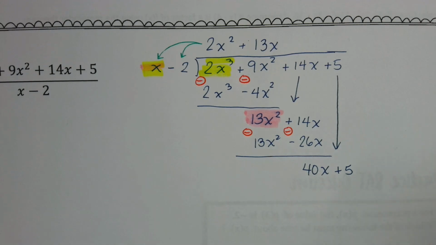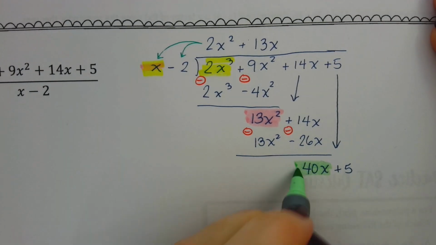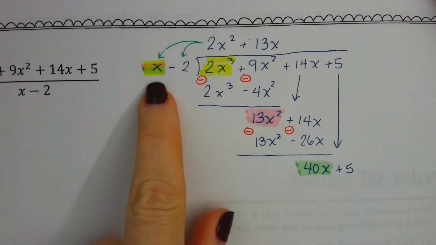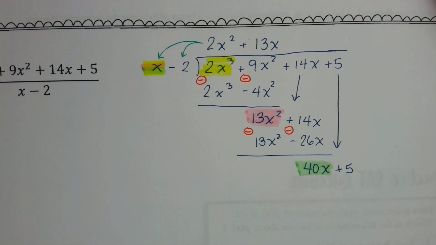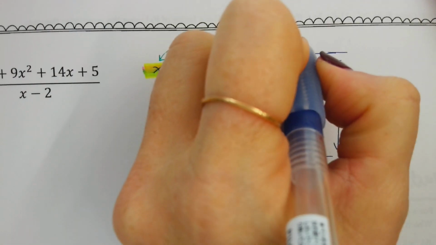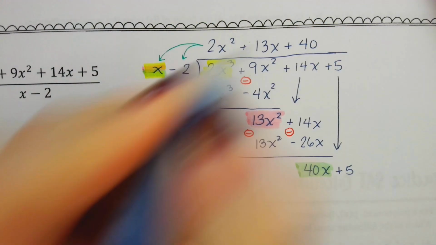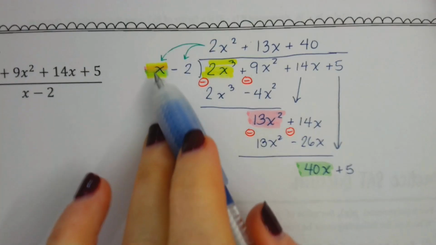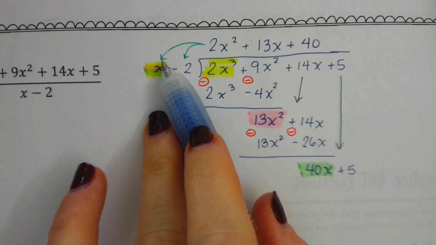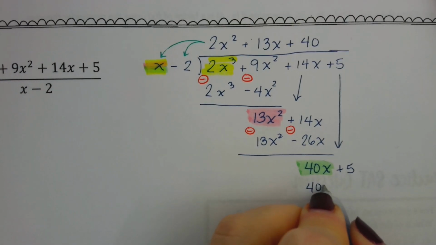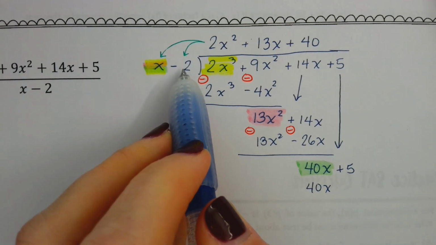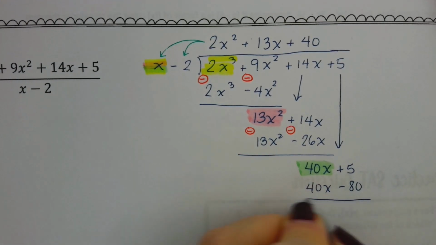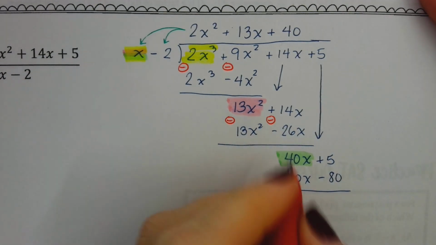Okay, and we're going to repeat one more time. We're looking at the first term here and the outside term here. What would I need to multiply this x by to get it to be a 40x? 40, right. We're going to write that up top. We do have to write plus 40. Sometimes it's a negative, but on this one it was a positive 40. And then we're going to take just the 40 and multiply it off the side. 40 times x is 40x. Okay. 40 times negative 2. Negative 80, very good.